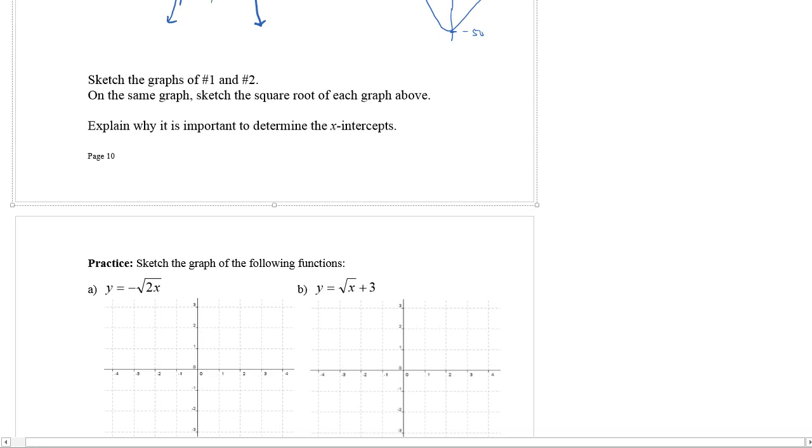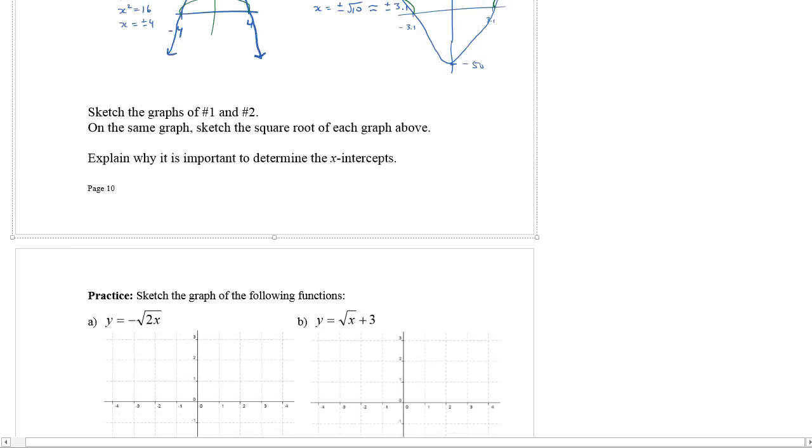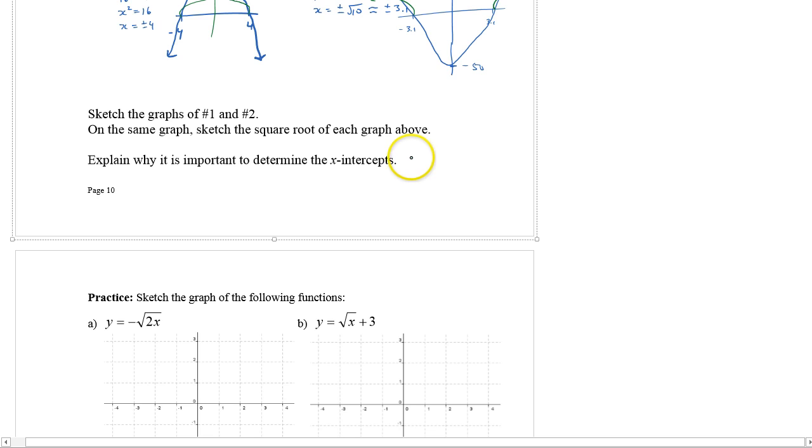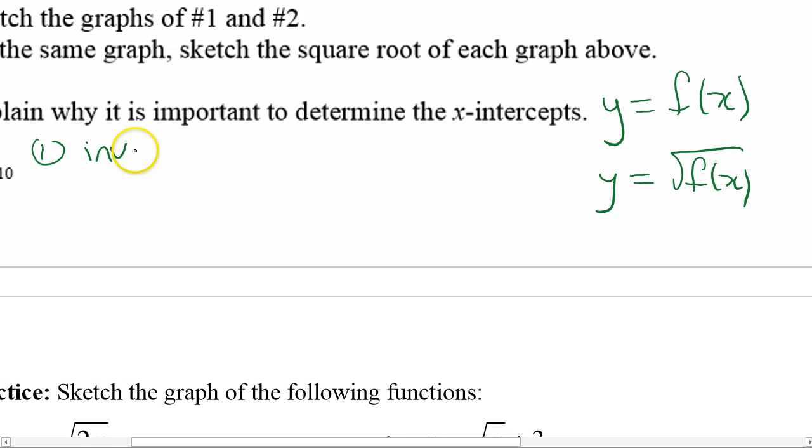Explain why it's important to determine the x-intercepts. Just to be clear then, we have the original function of y is equal to f of x, and then we have a second function of y is equal to the square root of f of x. If we can find the x-intercepts, it tells us two things. First of all, number one, the x-intercepts are invariant points. Invariant points mean that they're common. It's where these two cross, common to both of these graphs.